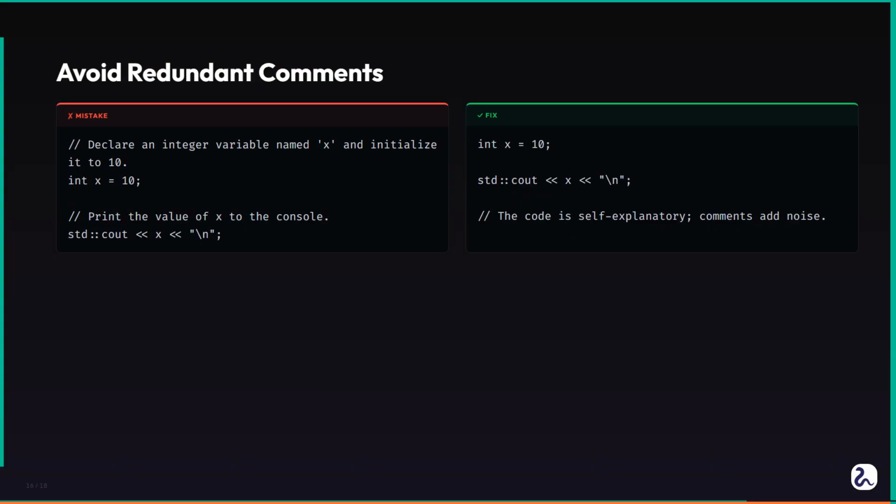Here's an example of good commenting. This comment explains why we're using std::ios_base::sync_with_stdio(false) and std::cin.tie(nullptr). These are performance optimizations for input-output streams, and their purpose isn't immediately obvious from the code itself. This is exactly the kind of context a future developer needs.